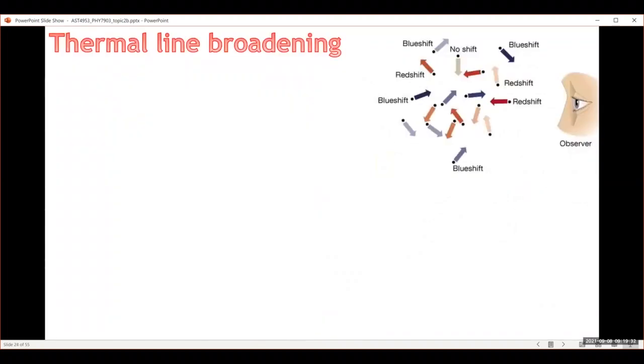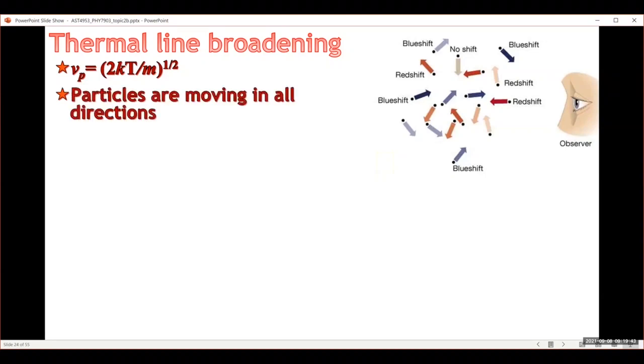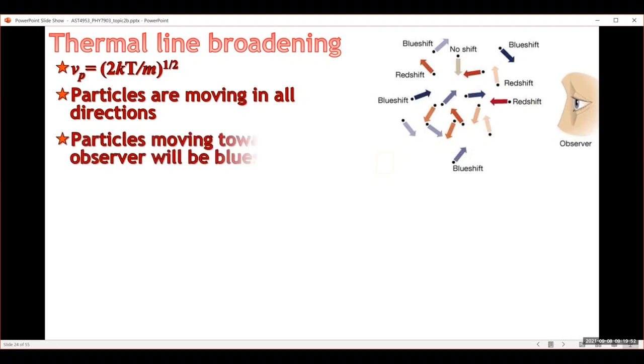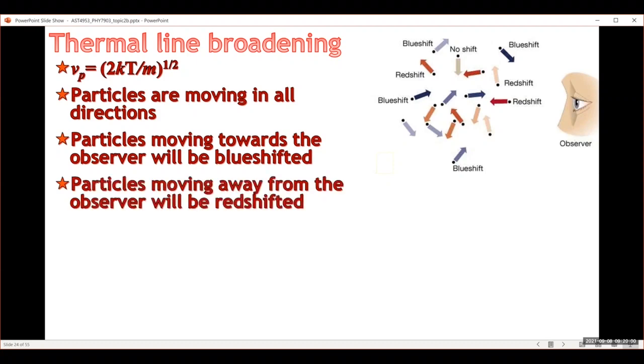So let's think about what's going on. You're looking at a gas and the particles are moving in all directions. The most probable speed is given by this square root of 2kT over m, but the particles are actually moving at lots of speeds, higher and lower than that, and in all directions. And so we get some that are going to be blue shifted. If the gas particles are moving towards us, then any line from them will be blue shifted, and for particles moving away from us, any line will be red shifted. So here you can see these are moving vaguely towards the observer, these are moving away, whereas these ones that are moving transverse across the line of sight do not get affected.